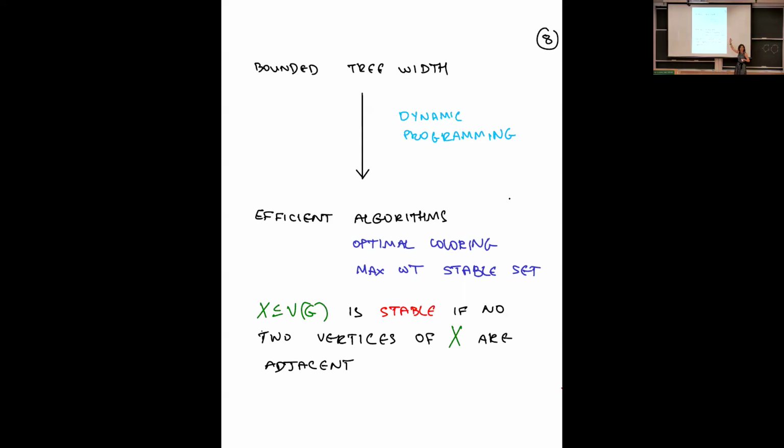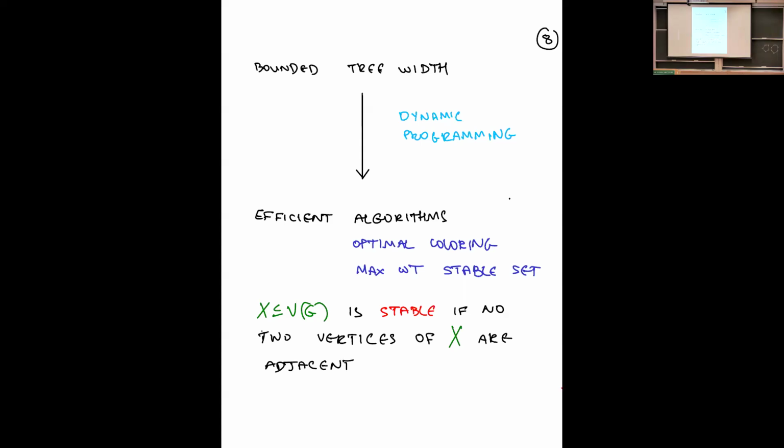The problem I'll always talk about is maximum weight stable set, which means you have a graph, you have weights on vertices, and you want to find a set with no edges in it of maximum weight. But really, it is just a representative of many different problems. But that's the one I'm going to talk about. So let me just very quickly explain something about dynamic programming.